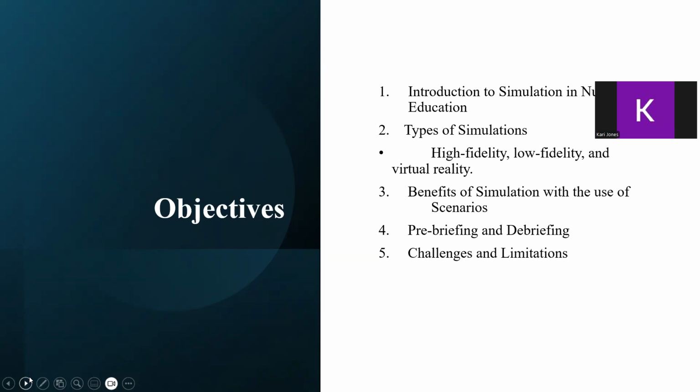So the objectives today we're going to look at are the introduction to simulation, the types of simulations, benefits of simulation, pre-briefing and debriefing, which is very important, usually before simulation and after, and challenges and limitations generally with simulations in the community, which could be funding, or getting mannequins and whatever other training tools are needed.